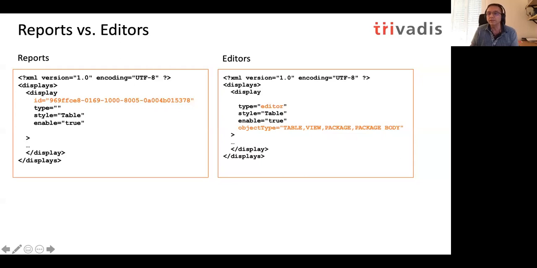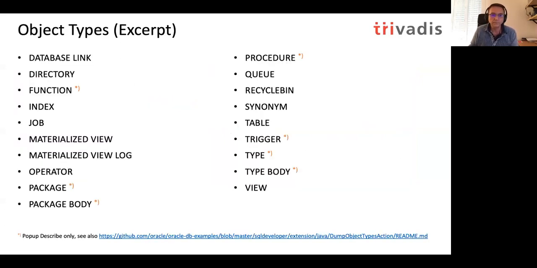The editors do not need this information because editors don't have parameters. You cannot enter parameters. However, an editor is defined for a certain list of object types. You say, I'd like this detailed report for a table, for a view, for a package body. Here you define the list, the association with the editor. And then you have object types you can associate with. In fact, all object types you see in the connection window, you can associate with an editor. Here is just an excerpt. And the link below shows you everything.